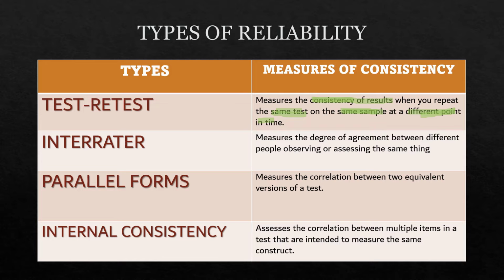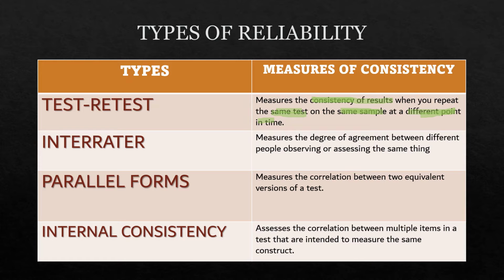Next is the inter-rater. It measures the degree of agreement between different people observing or assessing the same thing. It is also called inter-observer reliability. You use it when data is collected by researchers assigning ratings, scores, or categories to one or more variables.